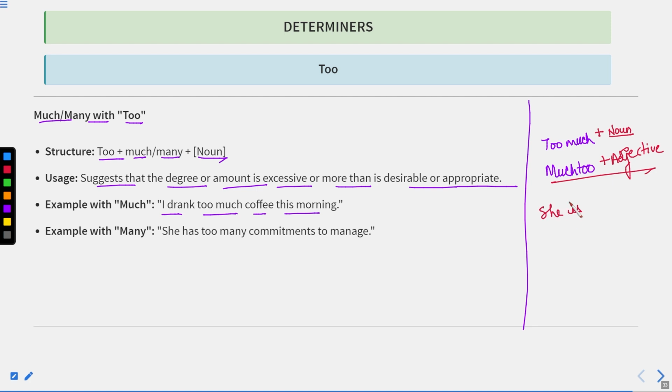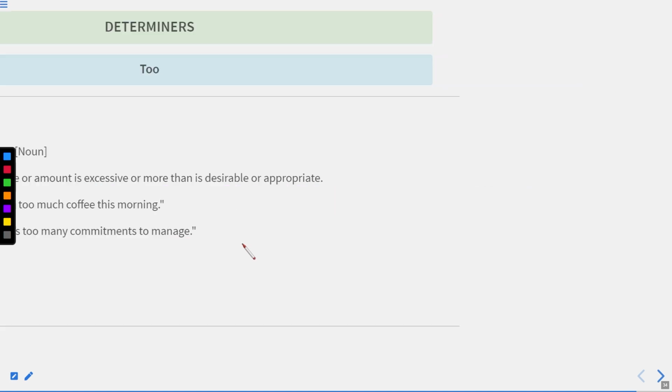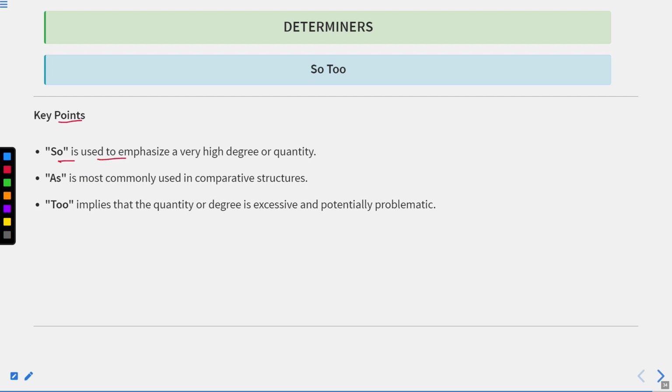I can also say she is much too intelligent. In this manner, I cannot say she's too much intelligent. However, I can say she's much too intelligent. She has too many commitments to manage. So I can also use the words "too many." Now, the key point: "so" is used to emphasize a very high degree or quantity, "as" is most commonly used in comparative structures, whereas "too" implies that the quantity or degree is excessive and potentially problematic.